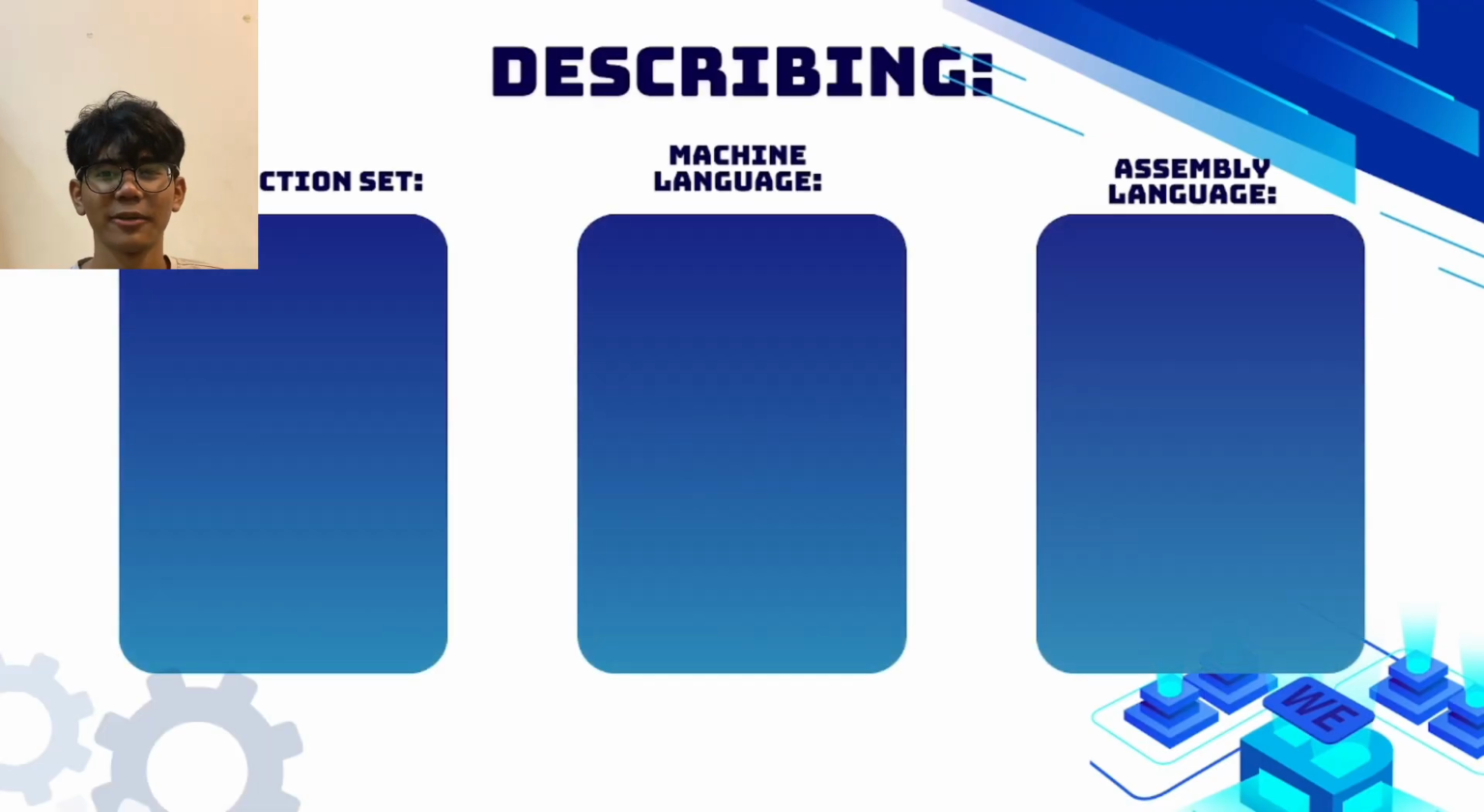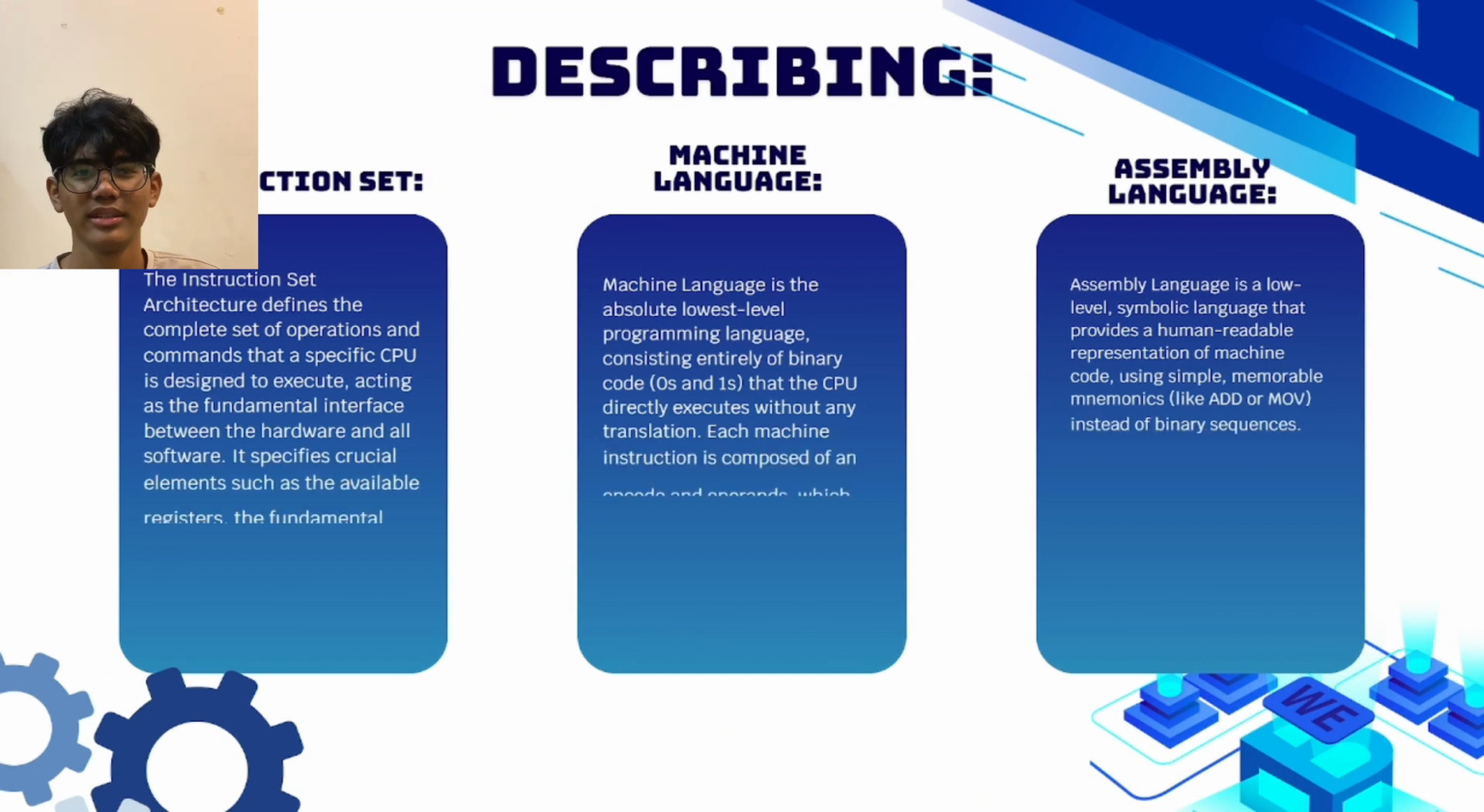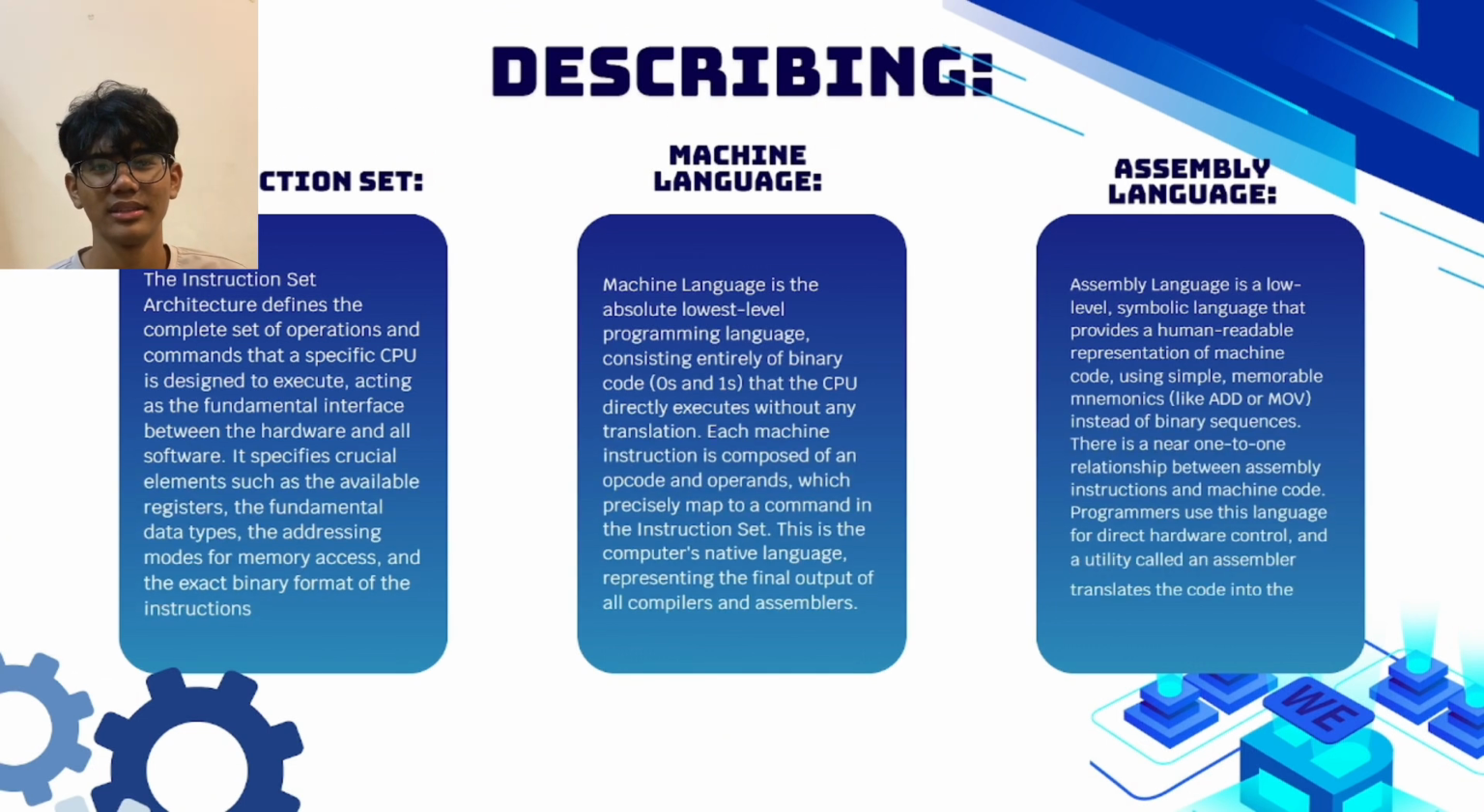So now I will describe about instruction set. The instruction set architecture defines the complete set of operations and commands that a specific CPU is designed to execute, acting as the fundamental interface between the hardware and all software. It specifies crucial elements such as the available registers, the fundamental data types, the addressing modes for memory access, and the exact binary format of the instruction.